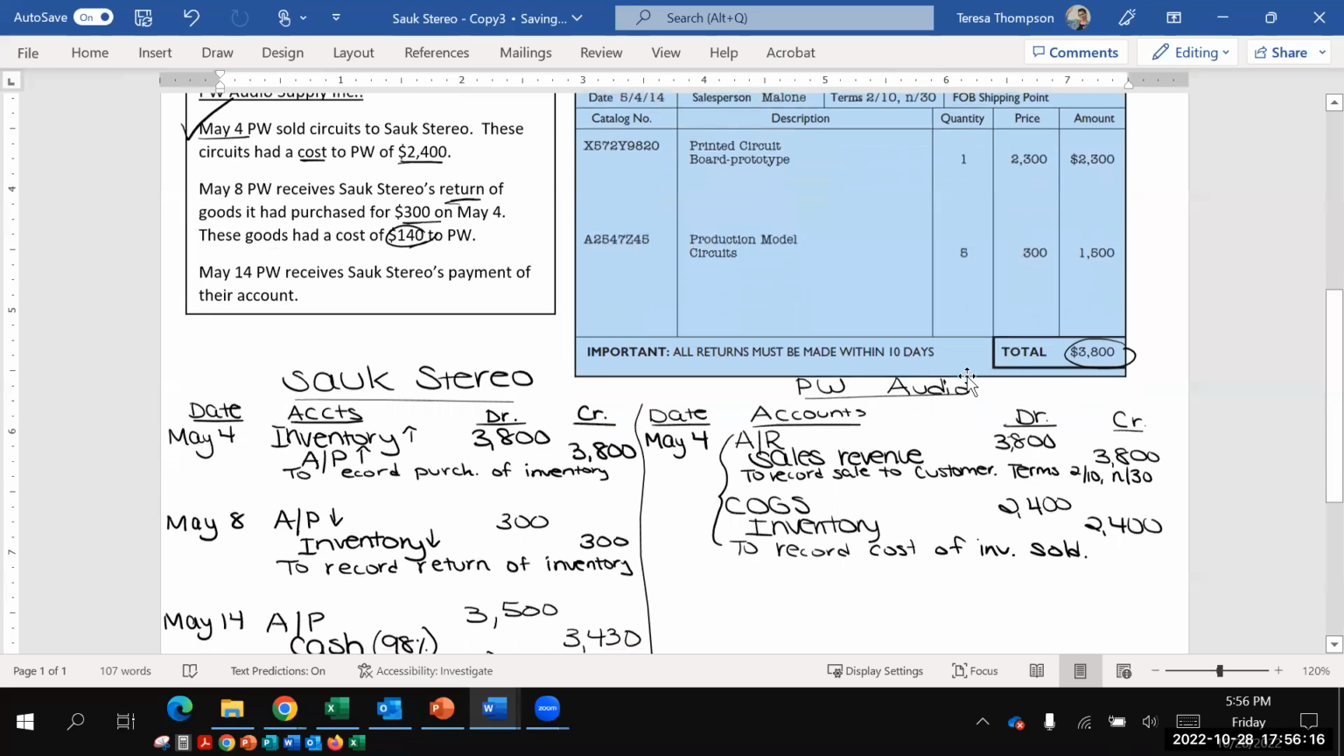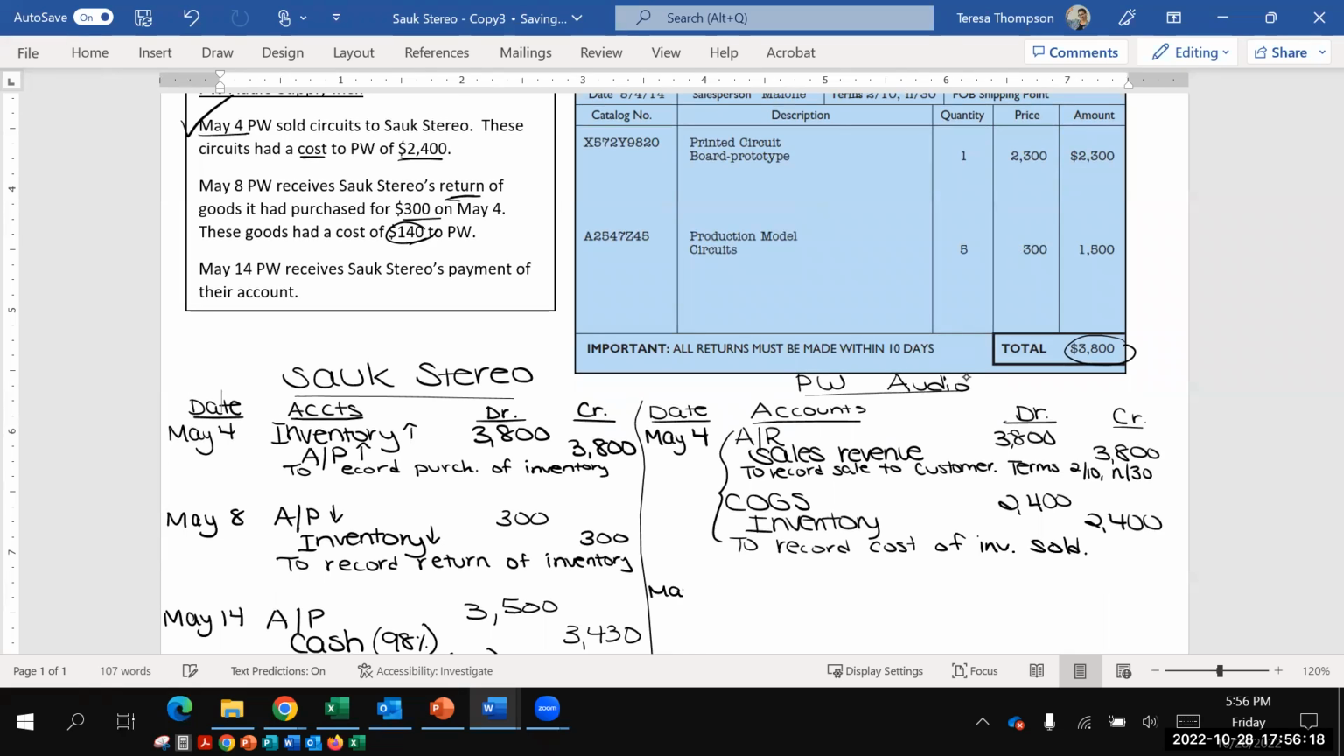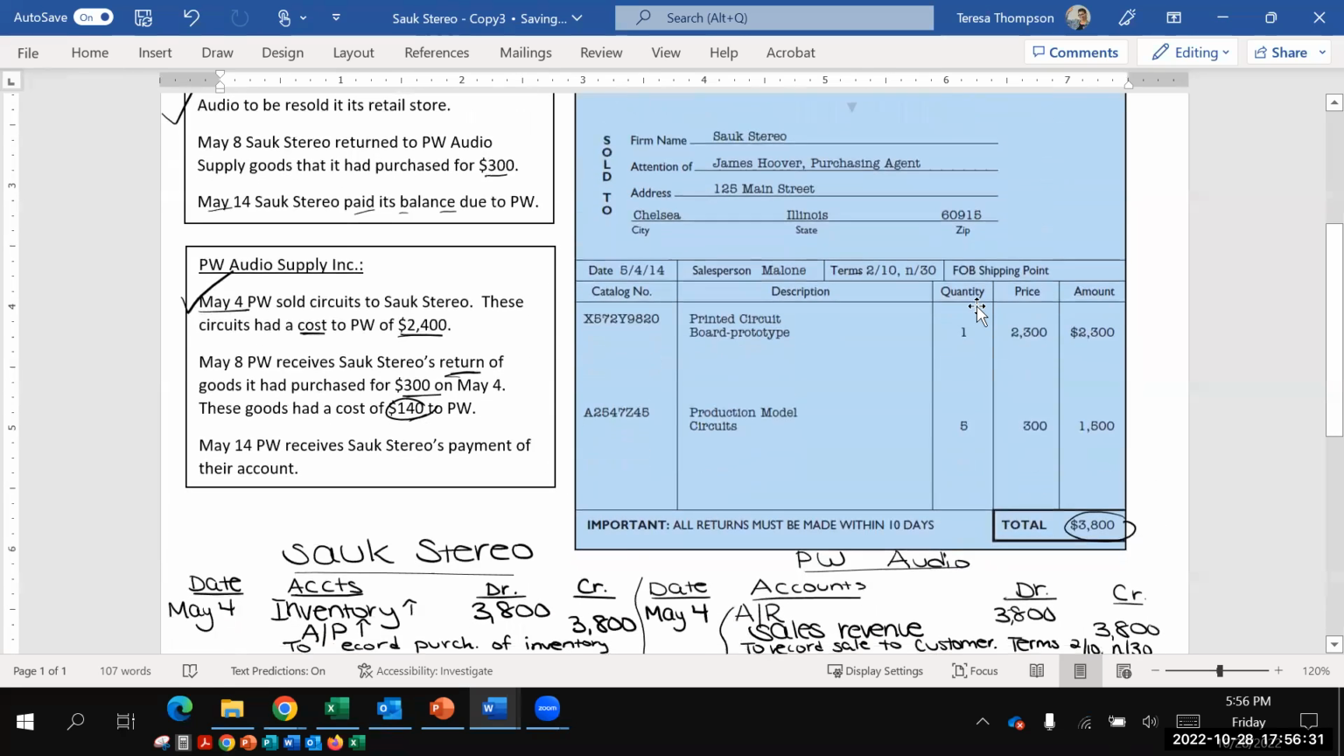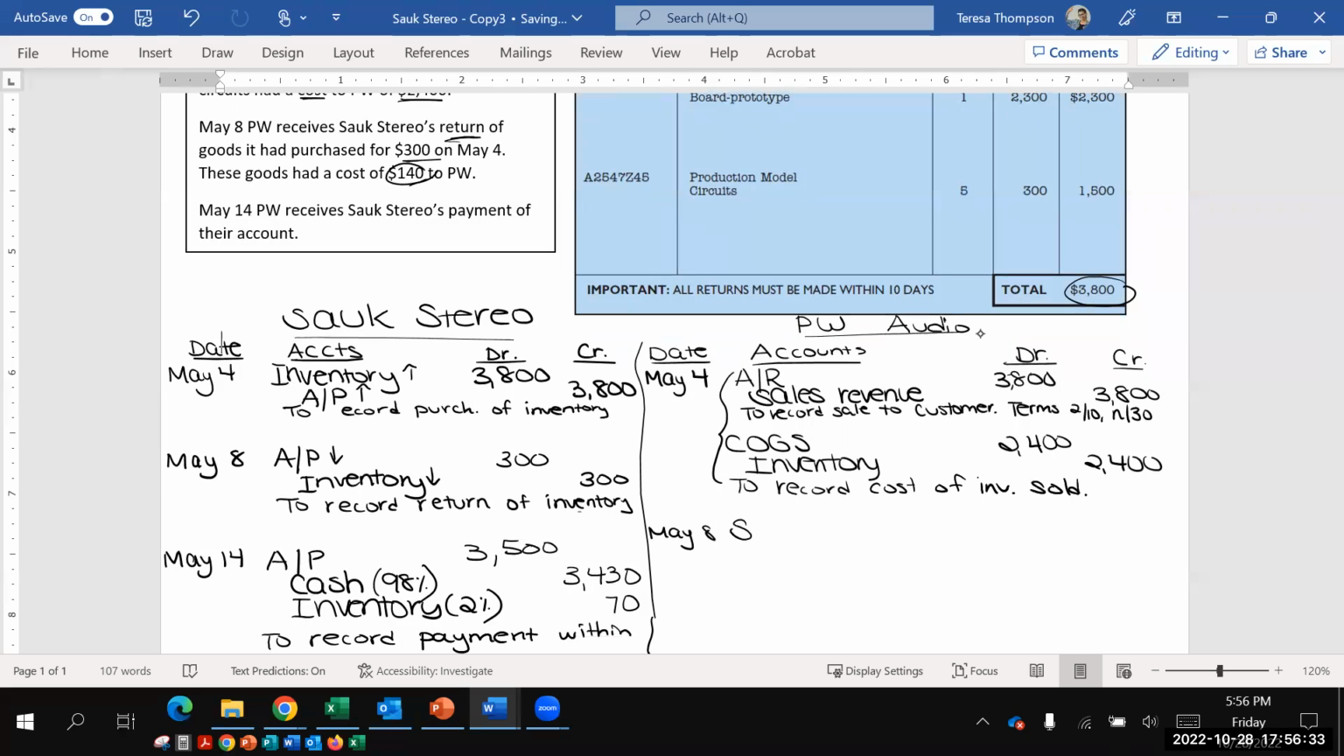All right, May 8th. Ch6 Stereo returned that inventory. They returned the $300 worth of inventory, right? So on the seller side, when we get a return from our customer, we use that new account, sales returns and allowances. And then we decrease the customer's account with a credit, 300. And it should match, right? See, it matches what Ch6 Stereo recorded to their account. So we're making sure to reduce the account by 300.